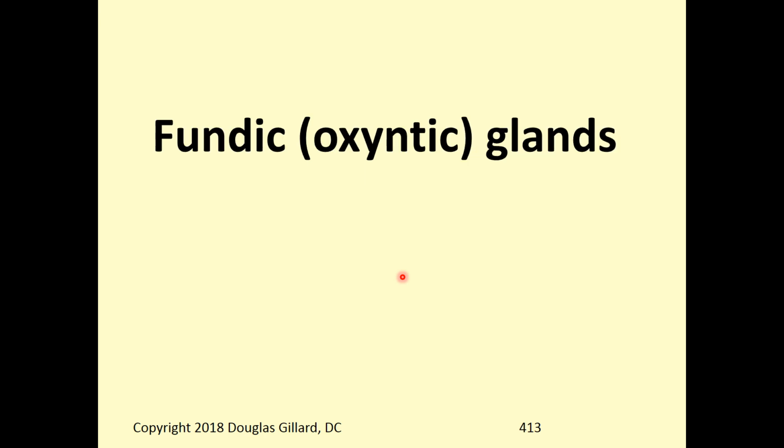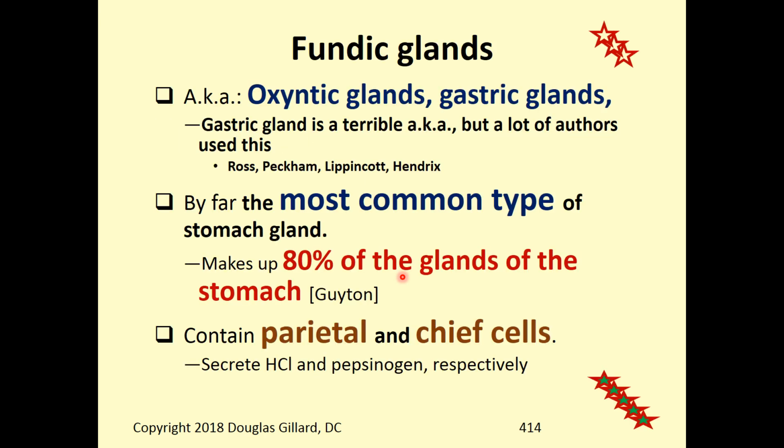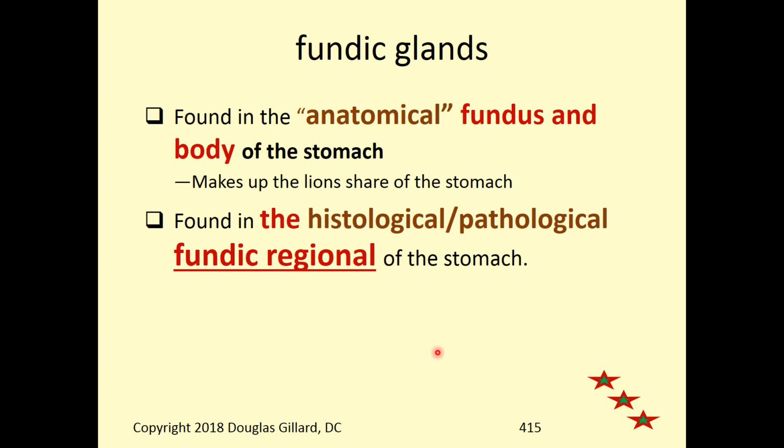Okay, now let's get into these glands. Let's talk specifically about the oxyntic gland or the fundic gland. By far the most common type of gland in the stomach, 80% of all glands are of this type. It contains parietal and chief cells. Those are the big ones. Mucous cells are important too, but they secrete mucus.